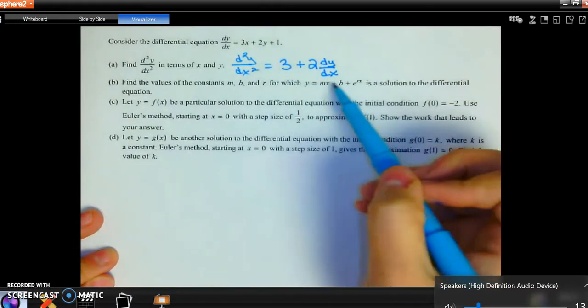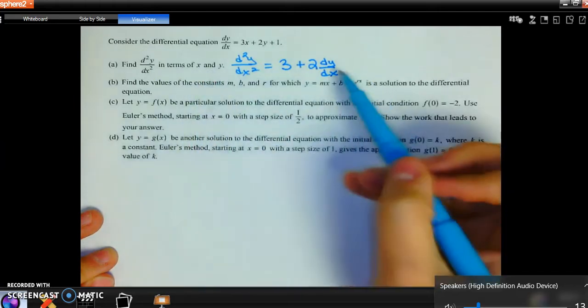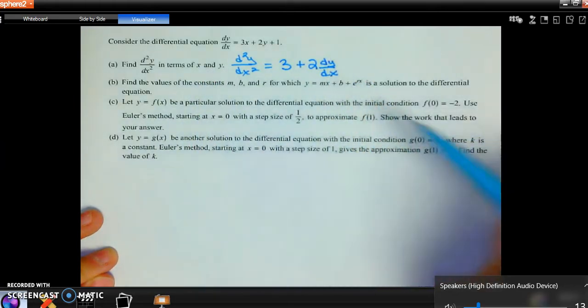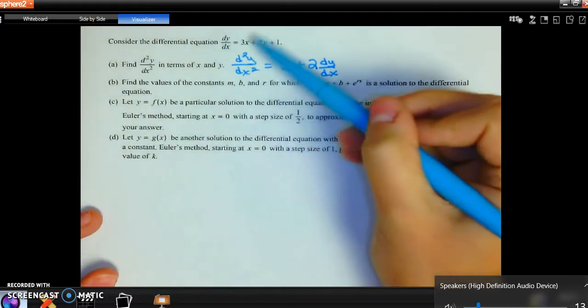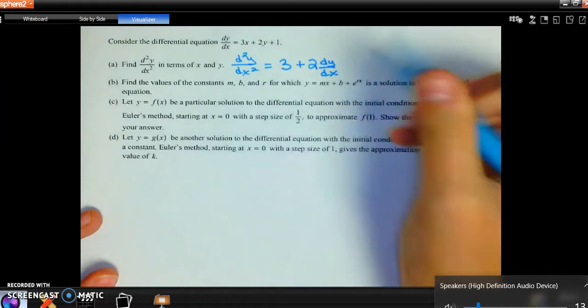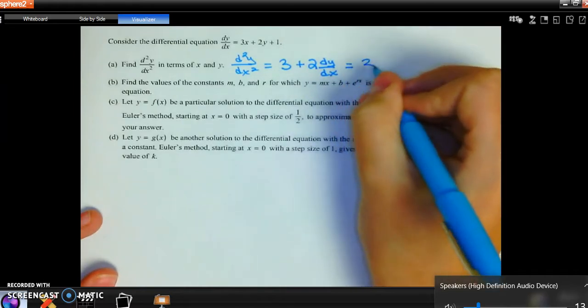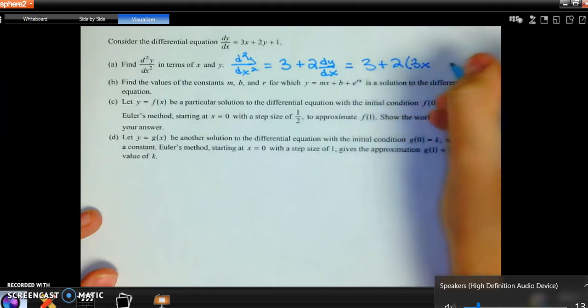Now, that's good, but there's this little caveat here. It says, in terms of x and y. Meaning they don't want dy/dx in my answer, so I need to get rid of it. Well, how do you get rid of it? It tells me right here that dy/dx equals this, so I'm going to take this and put it in right there. So this equals 3 plus 2 times (3x plus 2y plus 1).